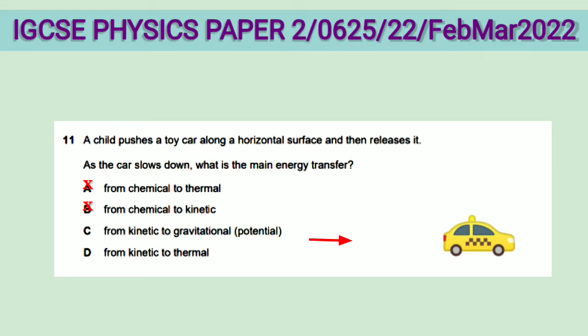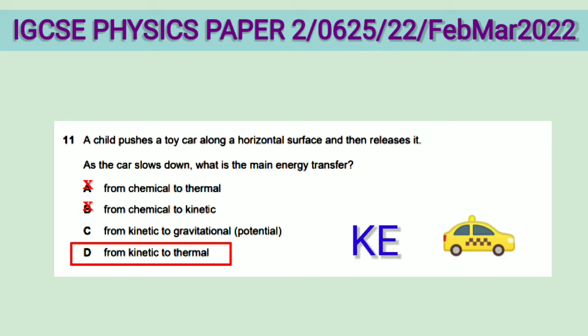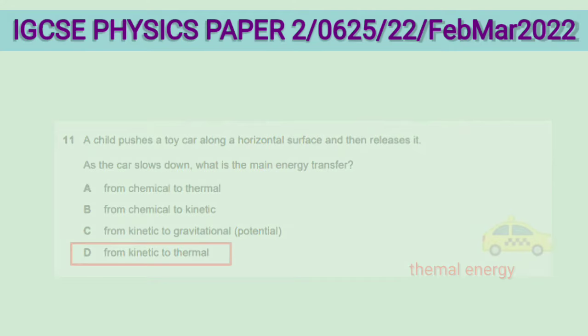Option C says energy changes from kinetic to gravitational potential energy. Gravitational potential energy is mgh. Since m and g are constant and here the car is moving horizontally, h is also remaining constant. So it doesn't change from kinetic to gravitational potential. The correct answer is option D. Energy changes from kinetic to thermal. Due to friction, thermal energy will be developed.